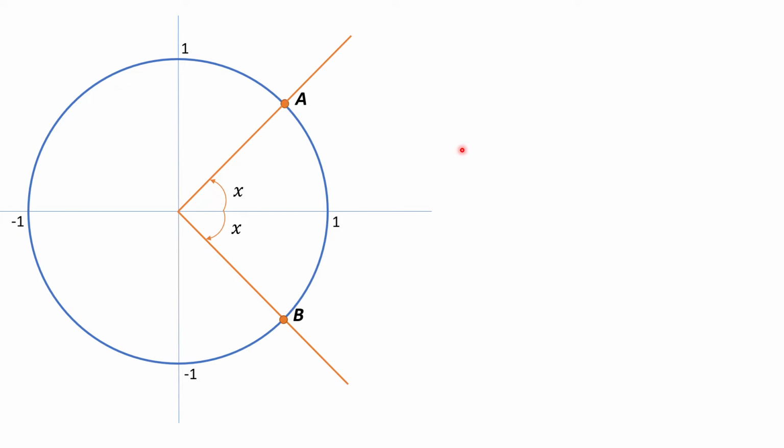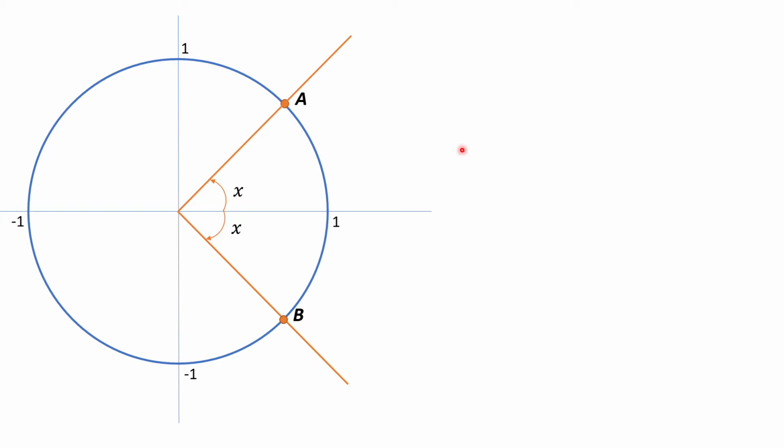Let's talk about angle x and angle minus x and how they're related, or more like how their trigonometric functions are related. So let's assume, as before, that our angle x is between 0 and 90 degrees. In this case, angle x is going to be plotted in the counterclockwise direction. So point A is going to correspond to angle x.